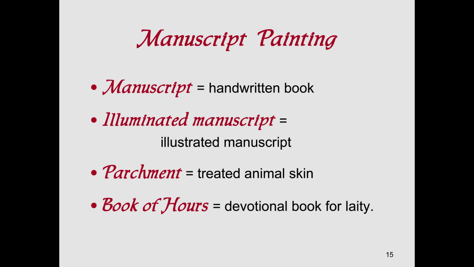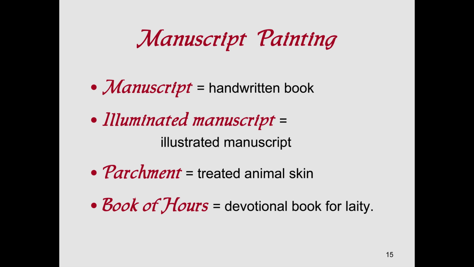When we start studying early Netherlandish painting, we find that at the very first part of the 15th century, we don't have a lot of panel paintings. There's very few that have survived. And where we go to see what painting was like was in manuscripts. A manuscript is a handwritten book. Manu, from the word for hand, and script for writing, so handwritten.